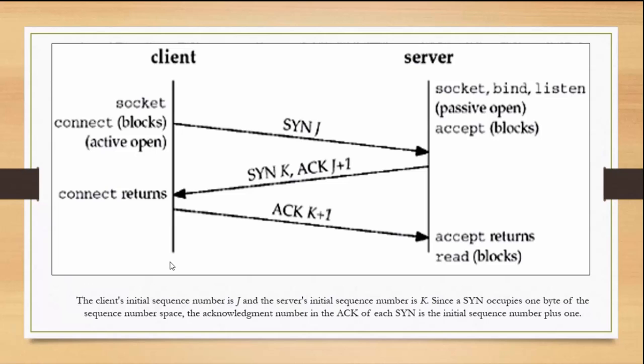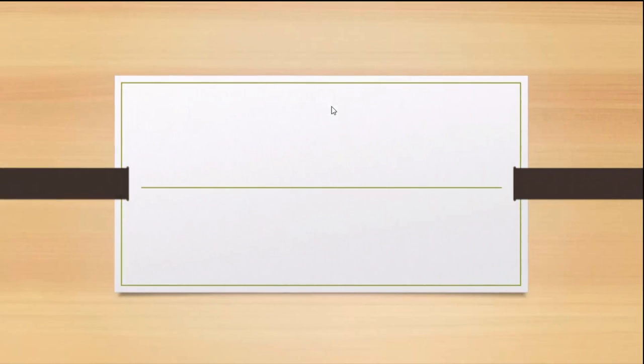So it sends a SYN K signal along with ACK J+1, where the server increments the sequence number of the client and sends it as an acknowledgement. Now the client should acknowledge this signal which it has received from the server. It sends the acknowledgement to the server, and this time the client increments the sequence number of the server, which is K. This is what basically happens in a three-way handshake.